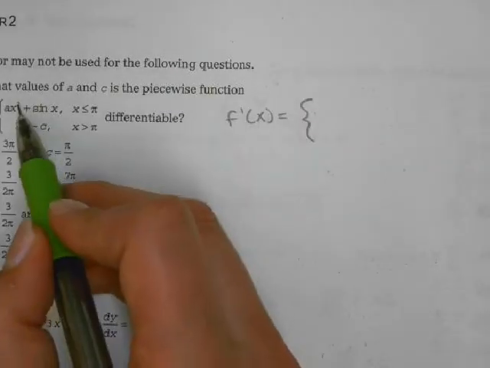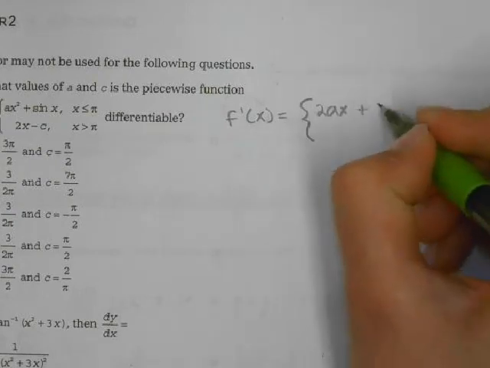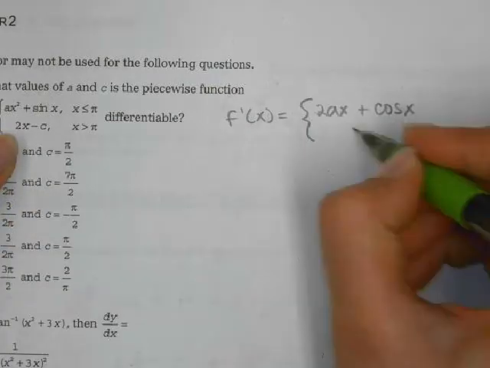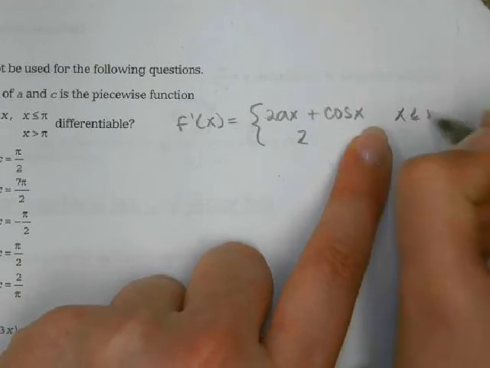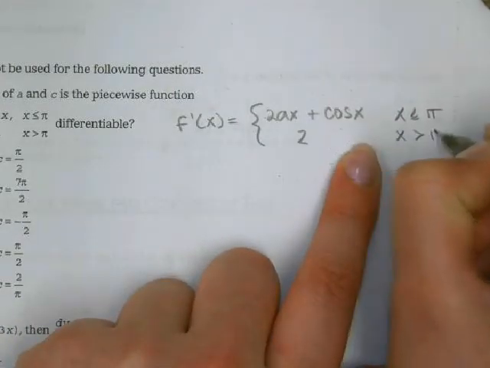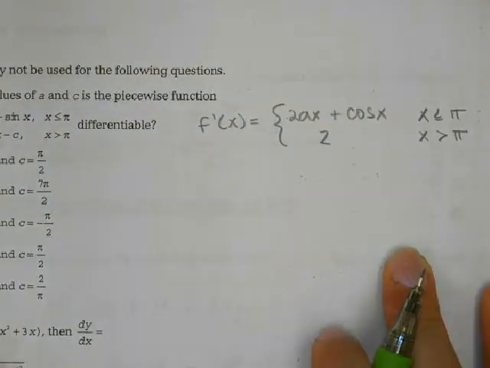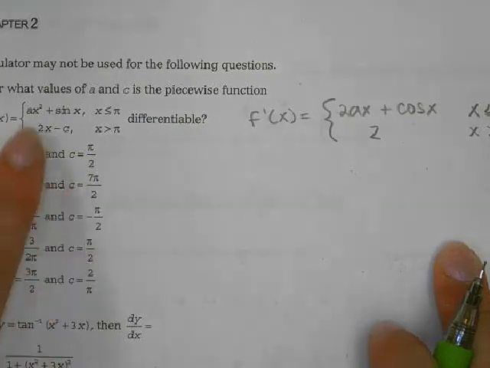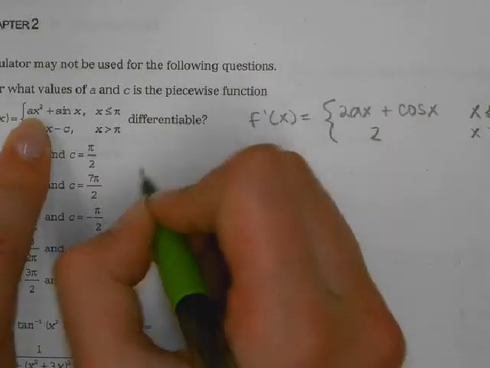So my derivative here is 2 times ax plus cos x, and the derivative of this one is just 2, and that's if x is less than or equal to pi, and this is if x is greater than pi. Okay. So what I did for the first one is I just took this function. I know it can equal pi here, so I evaluated it at pi.